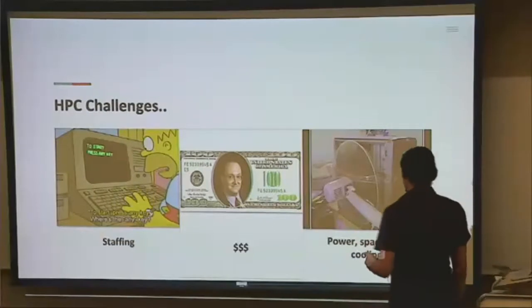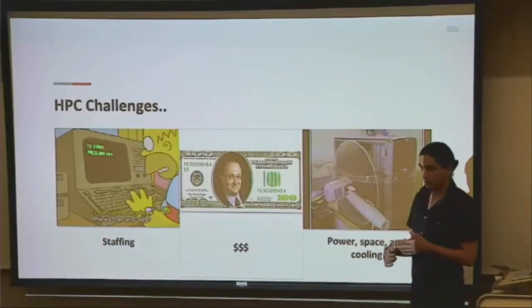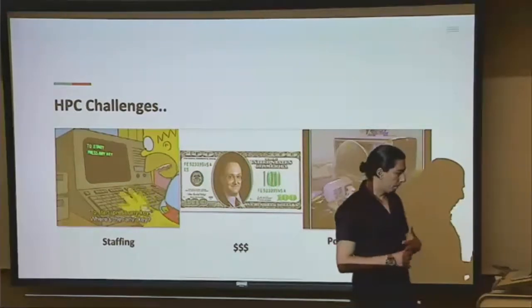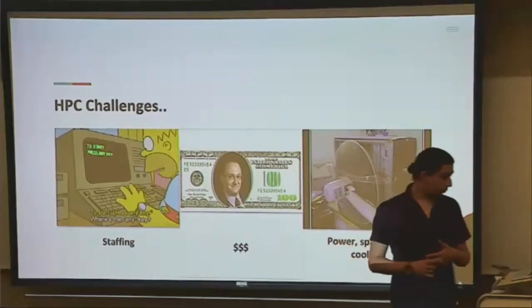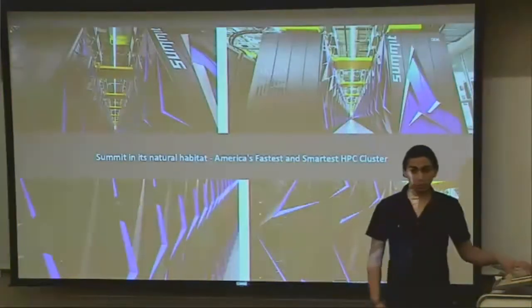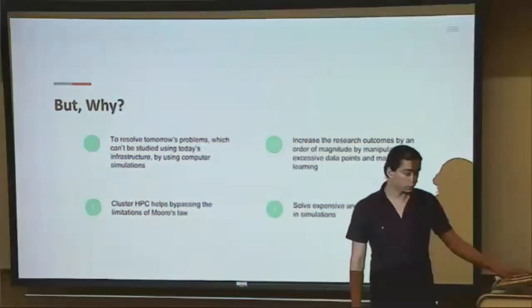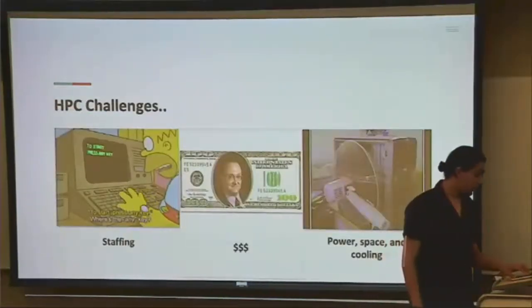And then other problems, which I guess we've seen all days: power, space, cooling. Like the power that a supercomputer uses, we talked about Summit here, the power this machine uses can power about 12 cities, each of 100,000 people. That's a lot of power.